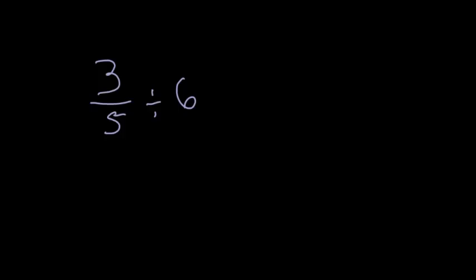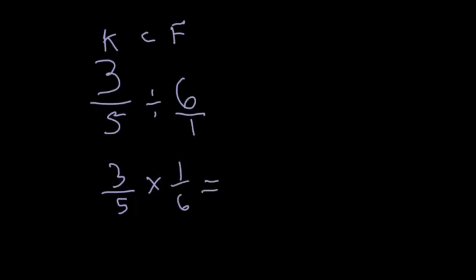Alright, so now let's do a fraction divided by a whole number. Again, I'm going to do keep, change, flip. But first I have to change that 6 to be a fraction, so that'll be 6 over 1. So you're going to keep the 3/5, you're going to change division to multiplication, and flip 6 over 1 to be 1 over 6. We can reduce this before we multiply. 3 goes into 3 once, 3 goes into 6 twice. 1 times 1 is 1, 5 times 2 is 10. So our final answer is 1/10.